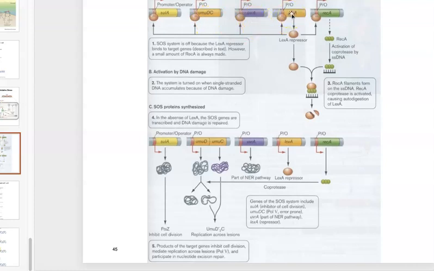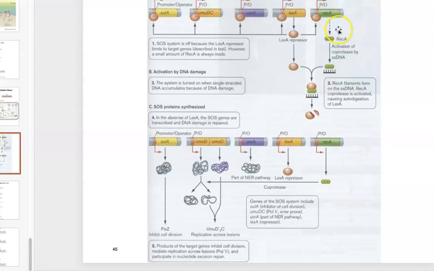In the absence of any stress, LexA is on as the default setting. LexA will shut all these stress responses down, which is important because you don't want aberrant stress responses. You don't need a huge immune response, for example, if you're not infected by something. So you want to keep everything damped down. However, a little bit of RecA is always made, because if you just shut things off completely, you could never activate it. So it's got to be on a little bit.